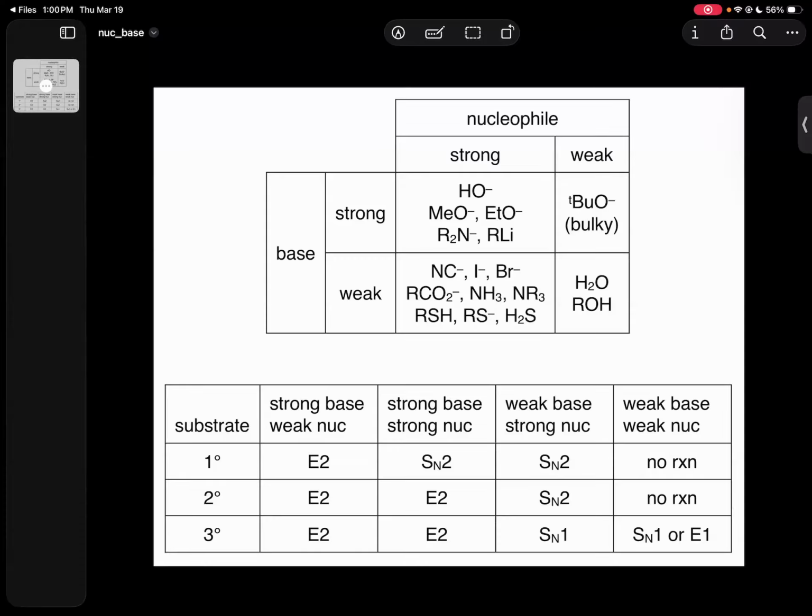Weak bases, strong nucleophiles, like these are common and they're really varied, probably the most varied. So the halogens are in there, I minus and Br minus, cyanide, ammonia, thiols, and stuff like that. The only weak nucleophile strong base that we're going to talk about is tert-butoxide. That's the bulky one.